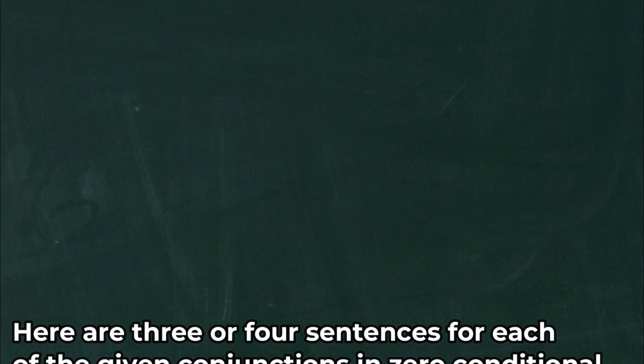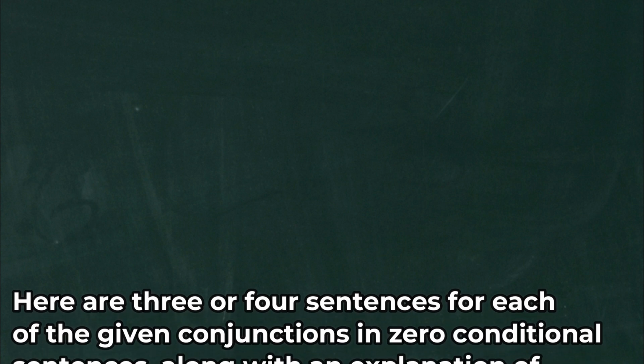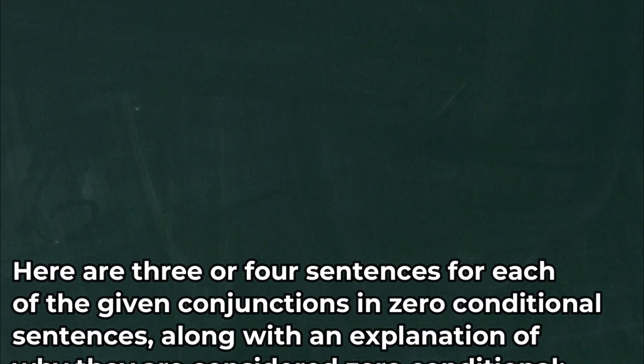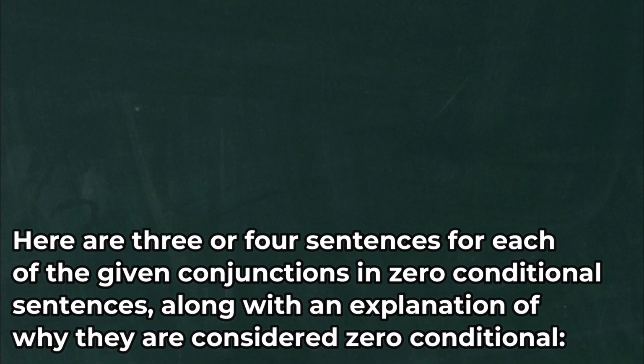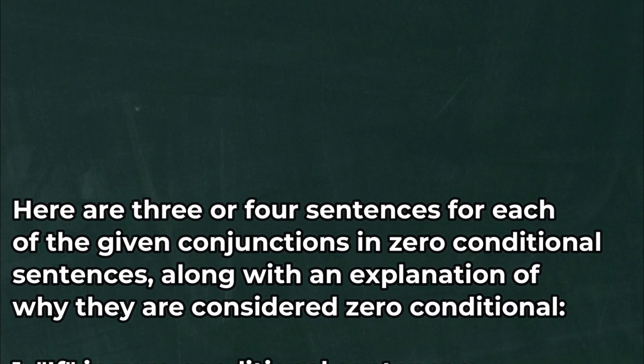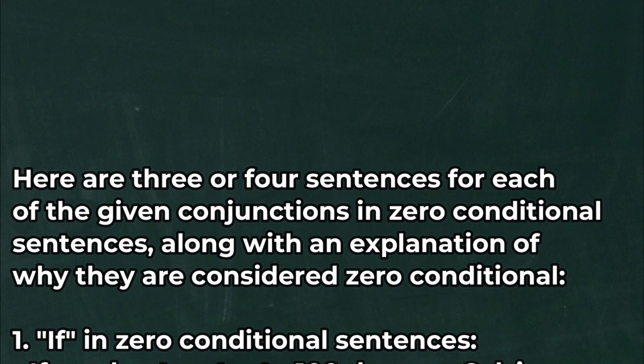Okay, now let's go back to zero conditional sentences and look at some examples. Here are 3 or 4 sentences for each of the given conjunctions in zero conditional sentences, along with an explanation of why they are considered zero conditional.